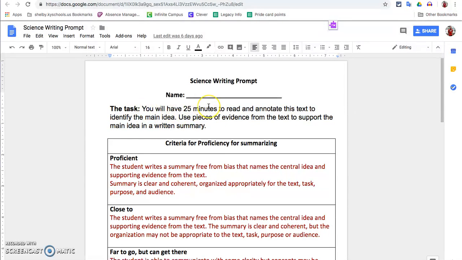It says you'll have 25 minutes to read and annotate this text to identify the main idea. That's the first part. The second part is you have to use pieces of evidence from the text to support the main idea in a written summary.